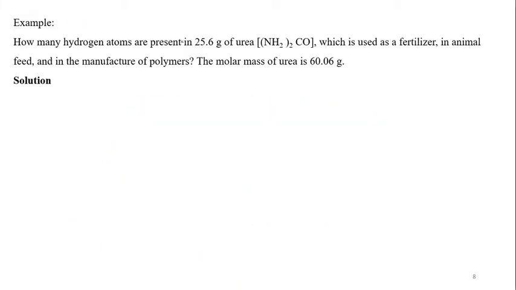How many hydrogen atoms are present in 25.6 grams of urea, which is used as a fertilizer, in animals' feed, and in manufacture of polymers? The molar mass of urea is equal to 60 grams. First, I have to know that each 1 mole of urea contains 4 moles of hydrogen.